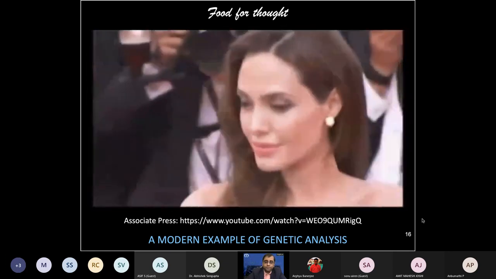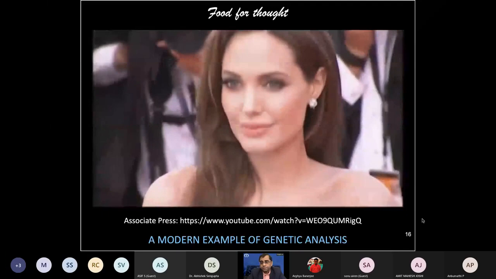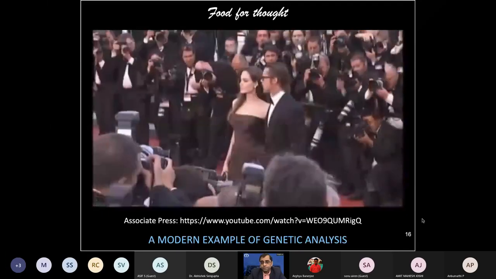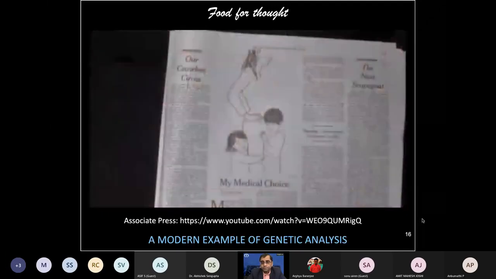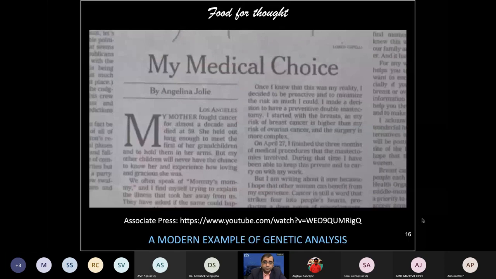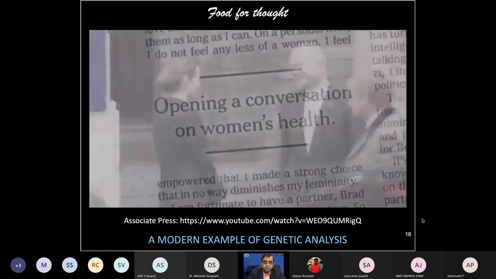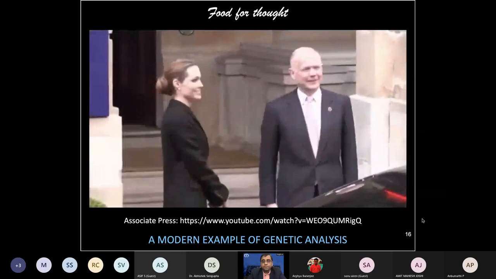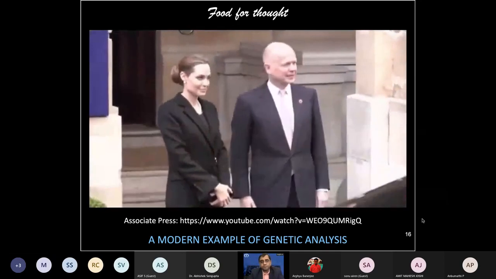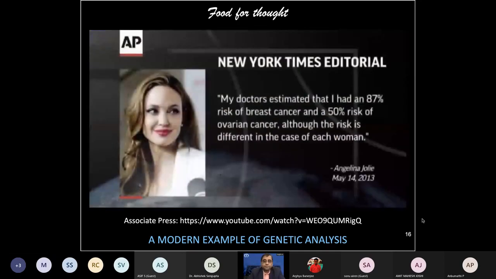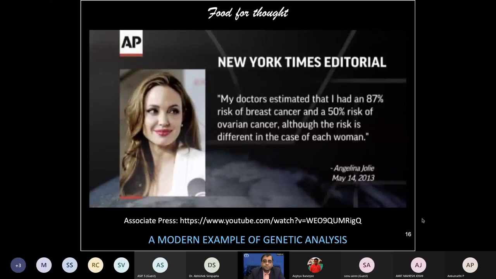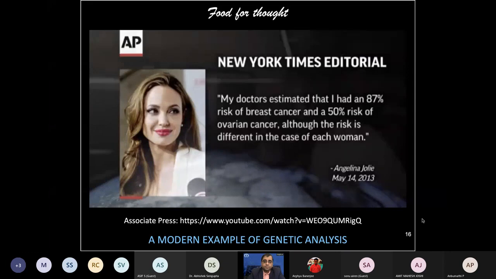Her face is known around the world, and now her secret is known too. Angelina Jolie revealed in a New York Times editorial Tuesday that she had a preventive double mastectomy earlier this year, after discovering she has a gene defect that greatly increases her chances of getting breast and ovarian cancer. She writes, "My doctors estimated that I had an 87% risk of breast cancer and a 50% risk of ovarian cancer, although the risk is different in the case of each woman."